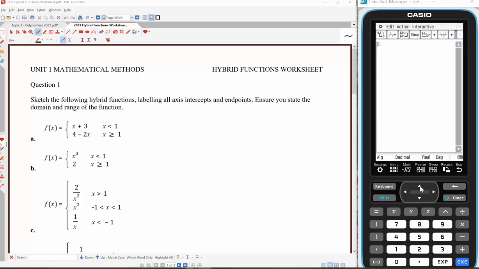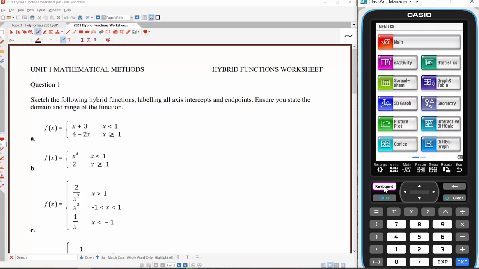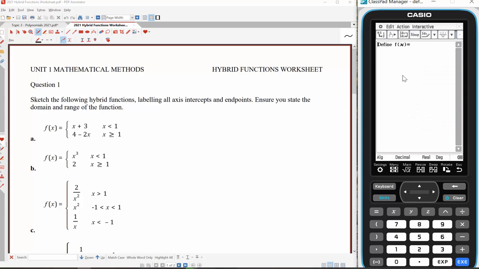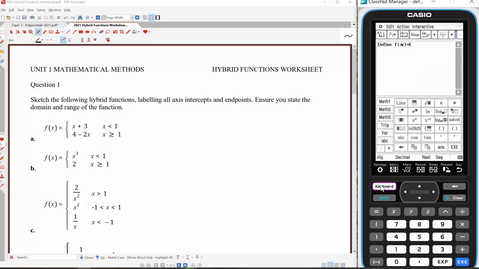I'll just show you quickly how to do hybrid functions on the calculator, because it does do them reasonably well. So we're going to use our shift key for define f of x equals. Then we're going to go back into main. We're going to go to the soft keyboard and math 3, and this is the hybrid functions template. So we want that. Noting that if you've got 3 functions like question C, you just click it again and it will add another row.